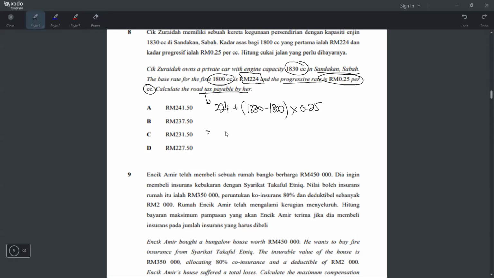Okay, make sure you press this first. This one minus this one is 30. 30 times 0.25. Press calculator. 7.5 plus 224. Okay, my calculator give me 231.5. So ada jawapan lah. The answer is C. Okay, so yeah, sudah siap.